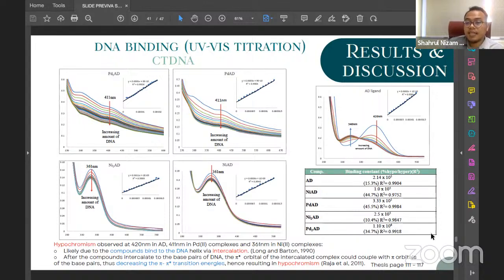So you can see that they have, we can say, moderate binding strength, because I think in the literature we can have more than 10 to the power of 5, it can be 10 to the power of 6 or 7. So there will be some ways we will look into this, and we will increase the binding strength in the future. Probably we can play around with the structure of the complexes.